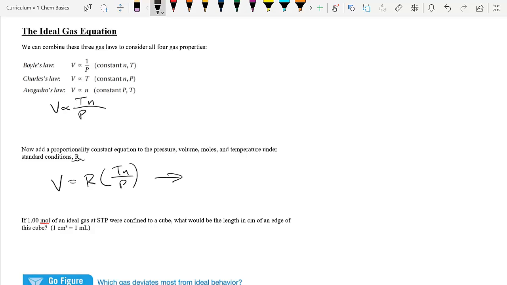What we typically will do is we'll rearrange this by multiplying out the P. And the common form of the ideal gas equation is pressure times volume is the number of moles of gas times the proportionality gas constant R times the temperature in kelvins T, or PV equals nRT. We're going to be making use of this a lot.